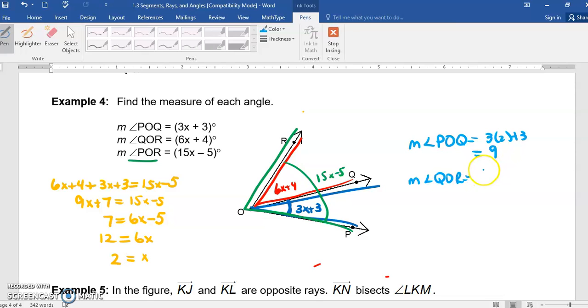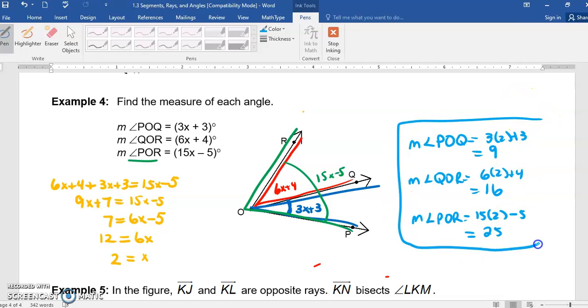QOR, 6 times 2 plus 4, and POR, 15 times 2, 30, minus 5, 25. Notice 9 plus 16.